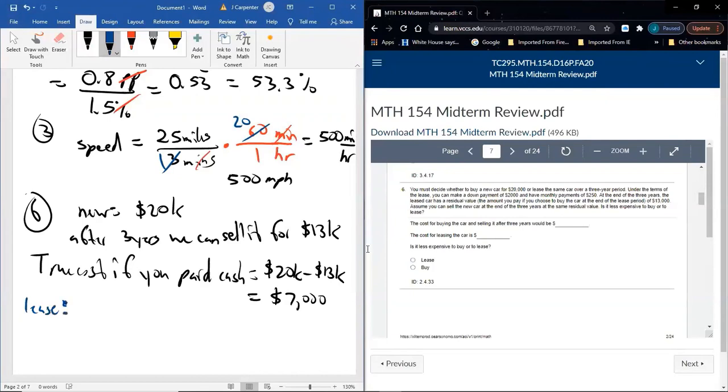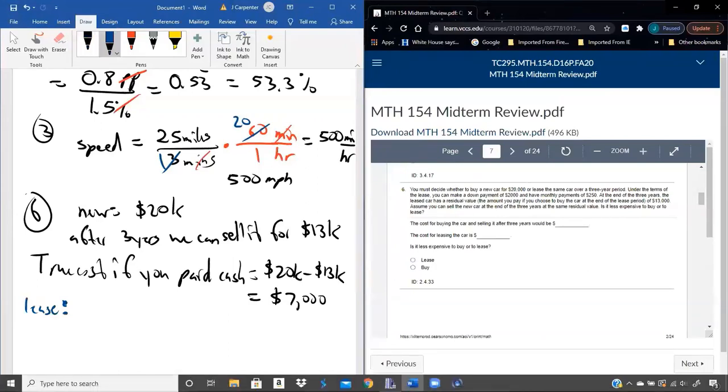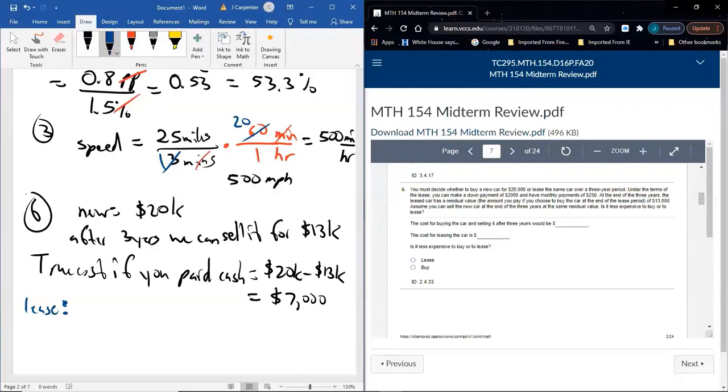To lease the car, you put $2,000 down. So when you walked in, you didn't have 20 grand, you only had 2 grand, and they said, well, how about a lease instead? We'll take your 2 grand, and then you just make some monthly payments. Now, you have a third option, which is to get a loan. You put a small amount down, and then you're paying off the loan, and then after 3 years, 5 years, something like that, the car is yours.